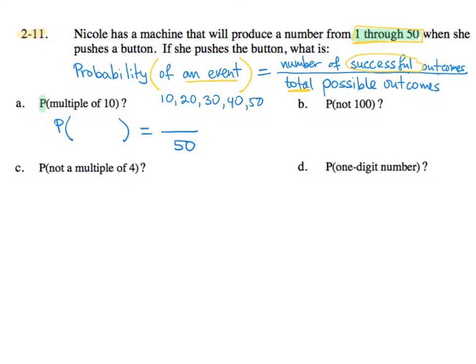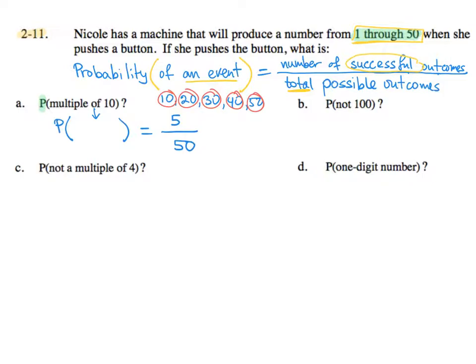So how many of these do we have? We have 1, 2, 3, 4, 5. So I'm going to write that the numerator is 5, the number of successful outcomes we could be drawing, but 50 is the total. And inside the parentheses, go ahead and copy, we're looking for the multiple of 10. Now this fraction could be reduced. So if you could reduce it, go ahead and do so on your own.